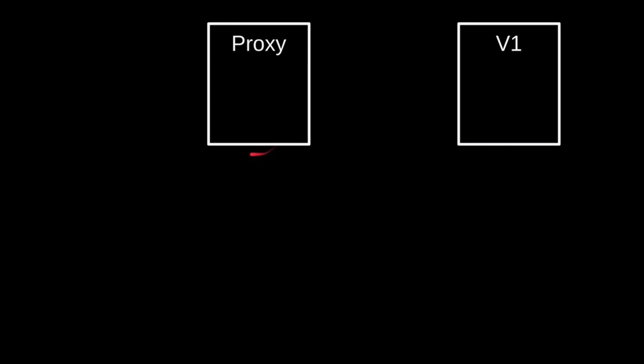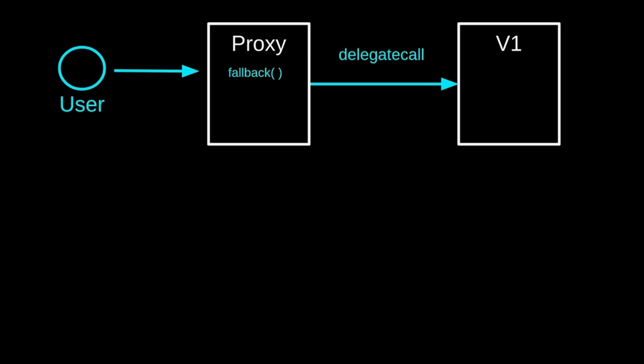Here I have what's called a proxy contract. This is a contract that the users will call. And on the right, we have a contract called implementation. These are the contracts that can be upgraded. A user sends a transaction to the proxy contract. The proxy contract executes the fallback function, and it delegates call to the implementation contract. This means that the code inside here will be executed using the state variables inside here.